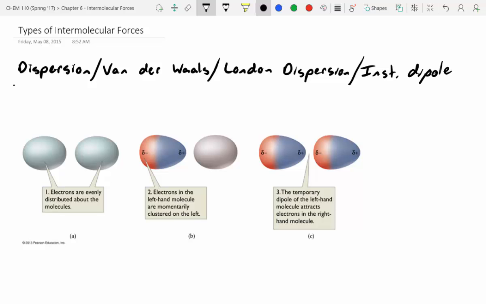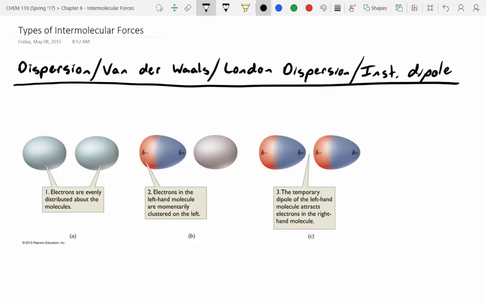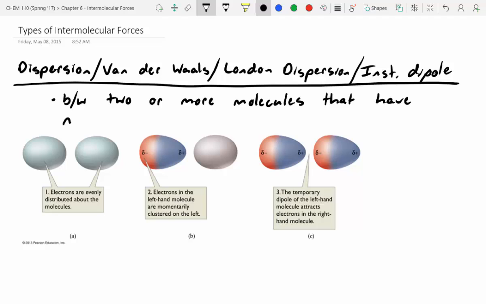Pick one that works. You don't have to create a big list. But I do like to show all of them because depending on the textbook or the source, you may see them used interchangeably. Typically, this is between two or more molecules that have no net dipole.